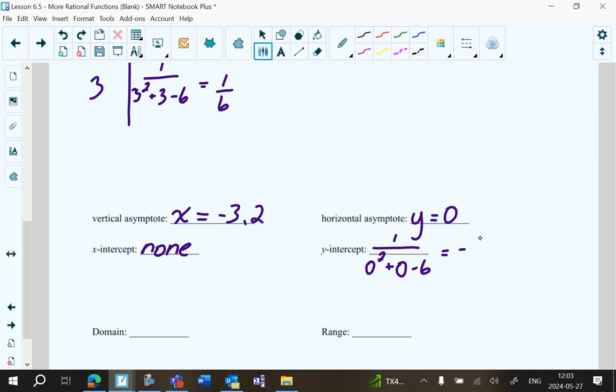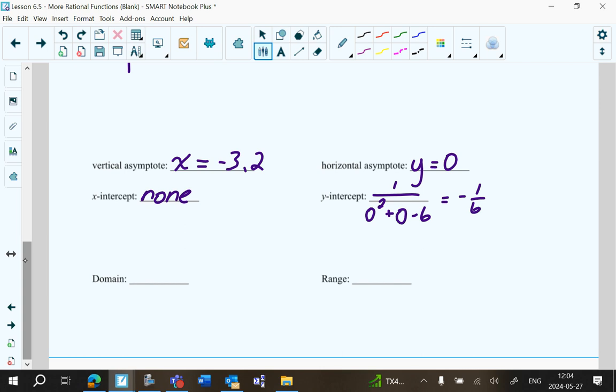The domain, yeah, I know, I can't. Domain can't be the vertical asymptotes. You got to know the difference here. When you state the vertical asymptote, you got to put equals. But when you're stating the domain, you got to put not equals. And the range, y cannot be 0.